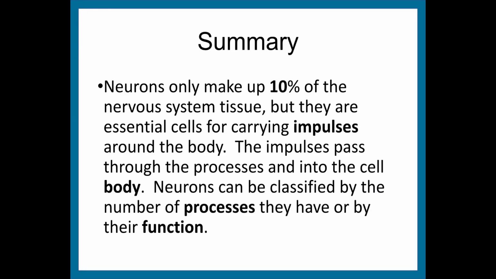So, to sum up, neurons only make up 10% of the nervous system tissue, but they are essential cells for carrying impulses around the body. The impulses pass through the processes and into the cell body, and neurons can be classified by the number of processes they have or by their function.